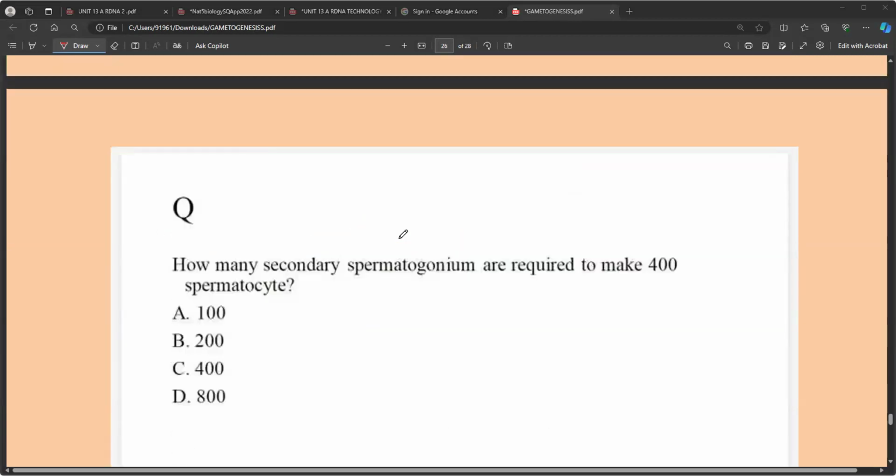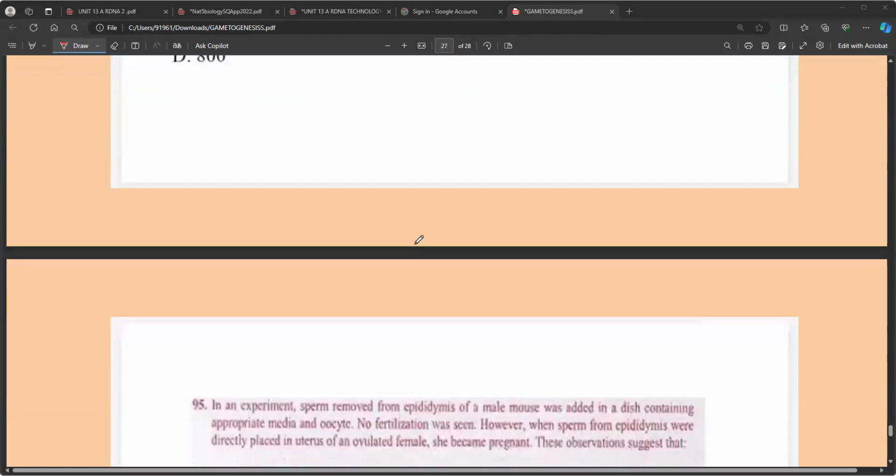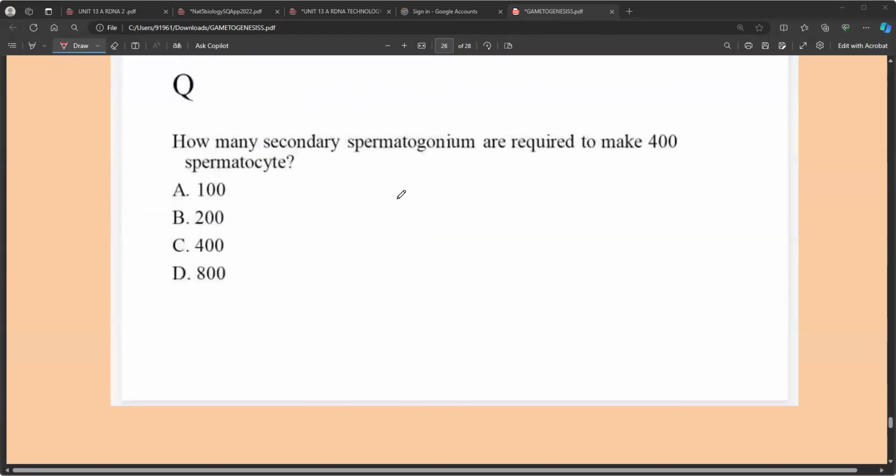Okay. Now next, slowly think and answer. How many secondary spermatogonium are required to make 400 spermatocytes? Everyone answer this question. How many secondary spermatogonium are required to make 400 spermatocytes?